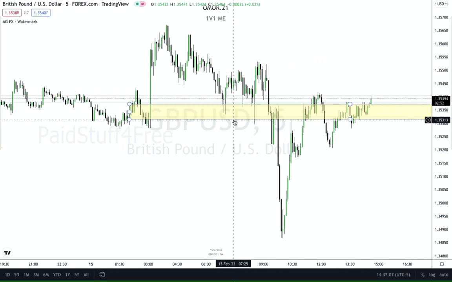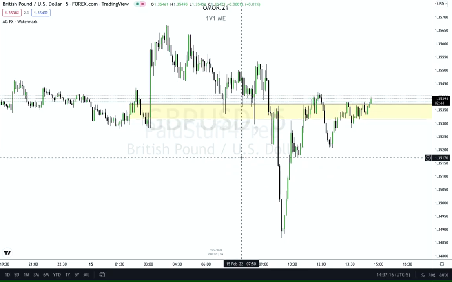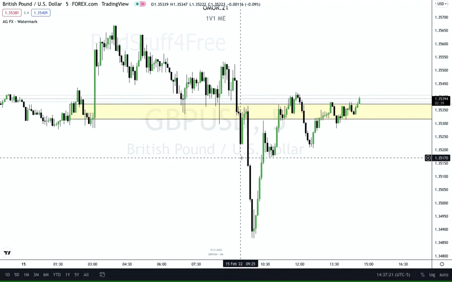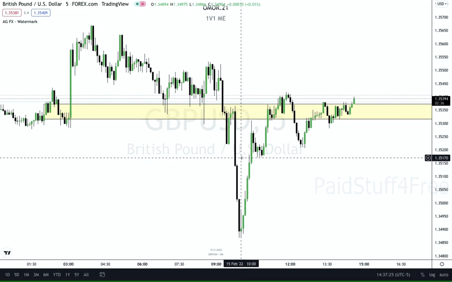So in your notes, you should already have that the algorithm works off delivering liquidity buy side to sell side, and it rebalances inefficiencies within the market. That's all that it does.